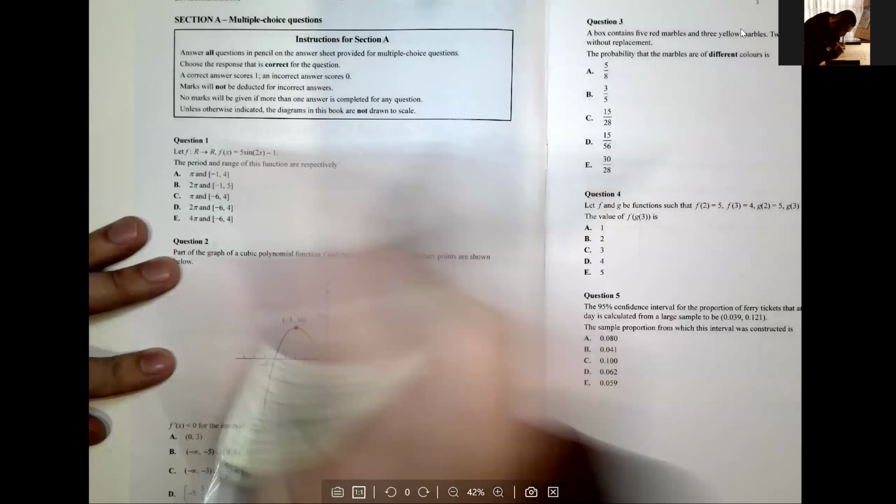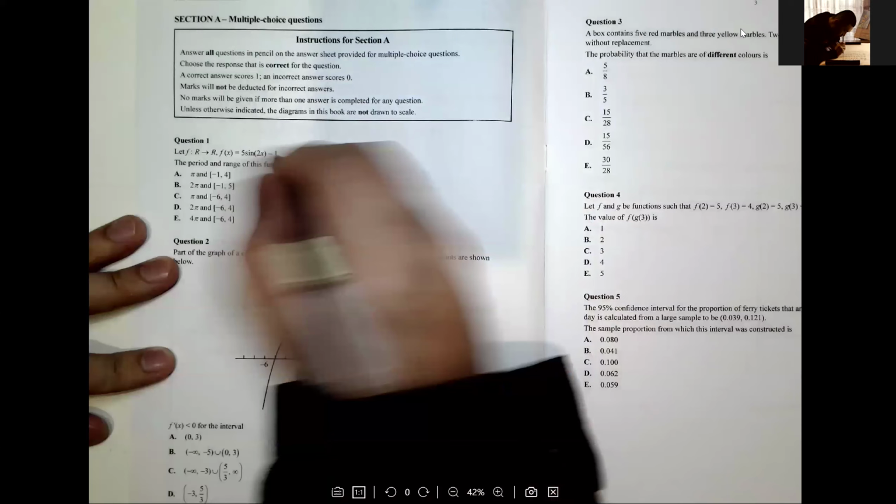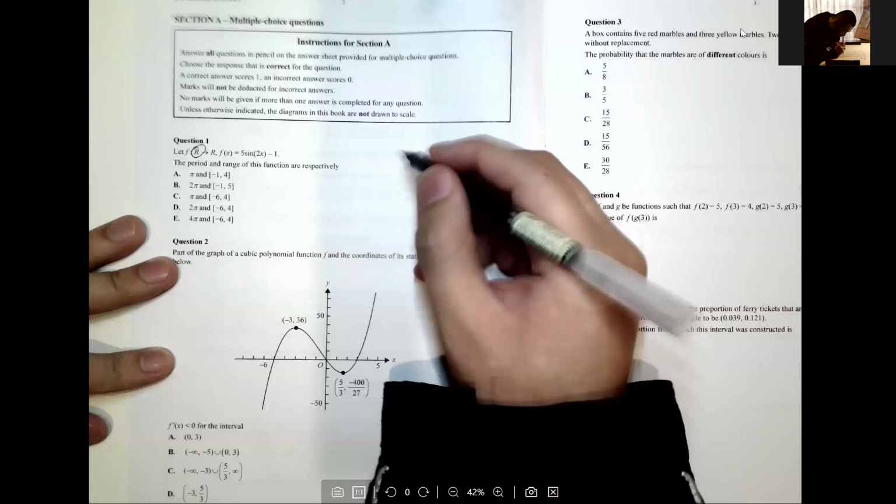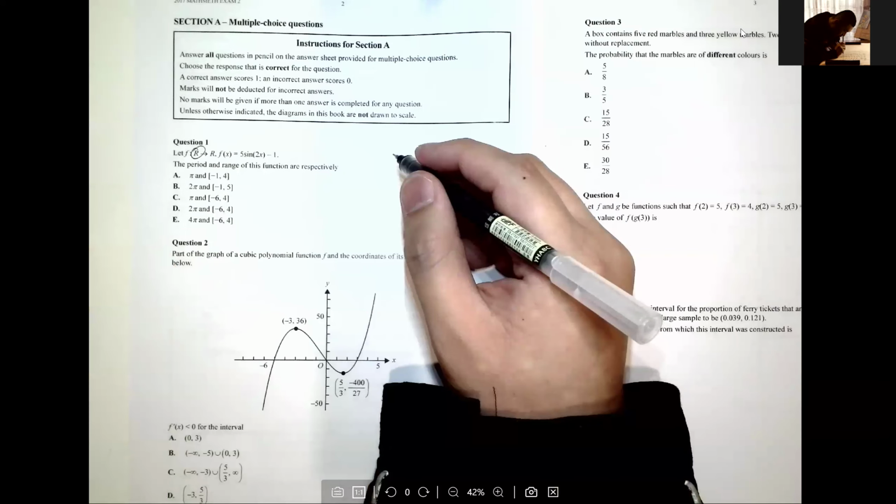I'm going to finish the multi-choice questions from the 2017 math methods paper. First question: the period and range of this function. Notice the domain is at least one cycle, all real numbers.